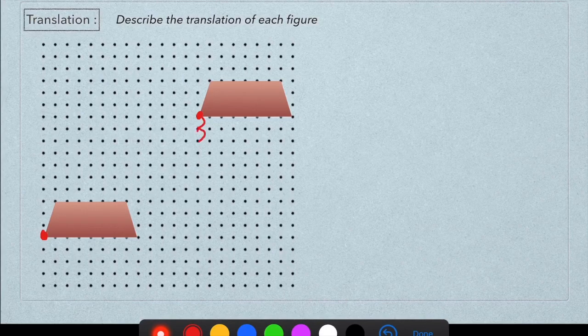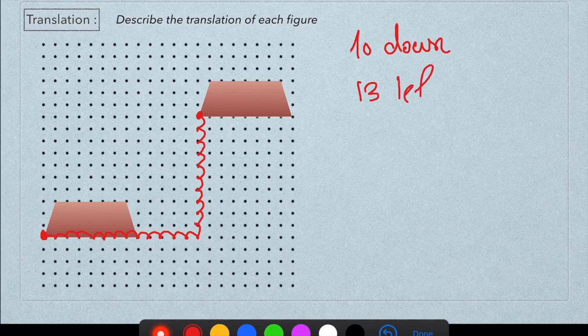Say 1, 2, 3, 4, 5, 6, 7, 8, 9, and 10. Okay, we say 10 down. 1, 2, 3, 4, 5, 6, 7, 8, 9, 10, 11, 12, 13. 13 left. This is our direction for the translation. So basically, this is what it was for today's lesson.